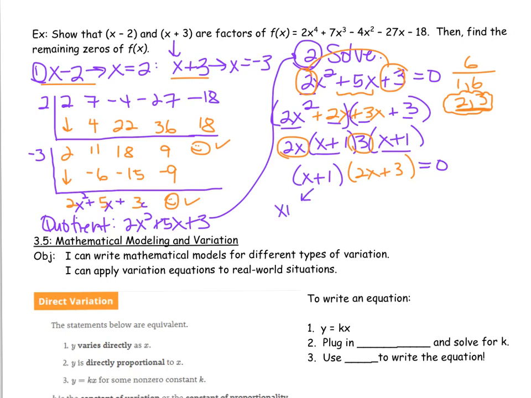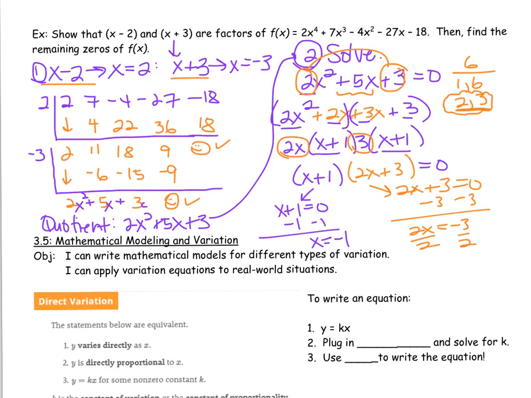In that first parenthesis, not too bad, we'll subtract 1. X will equal negative 1. That's a real solution. I'm just going to make sure that's an equal sign right there for you. There we go. In the other parenthesis, if we have 2x plus 3 equals 0, we have to do a little bit of detective work. We'll divide both sides by 2, and we get x equals negative 3 halves.